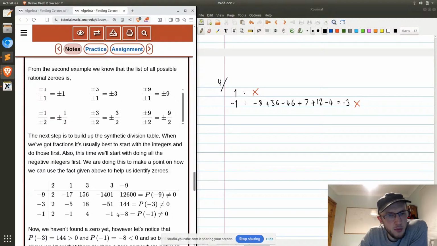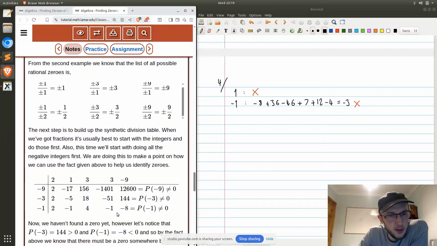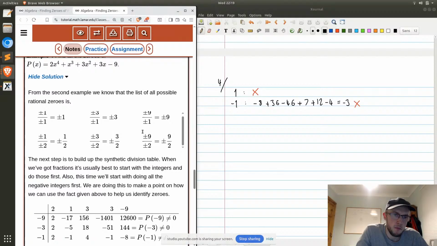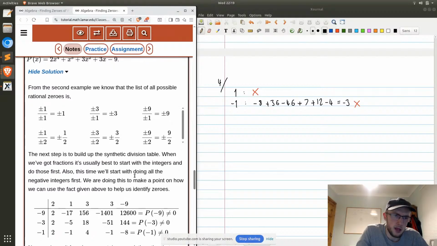Are you kidding me? What? I'm not doing that. No, yes, I am. When we've got fractions, it's usually best to start with the integers and do these first. Okay, that's fine. They say plus or minus 9 over 2. I see.